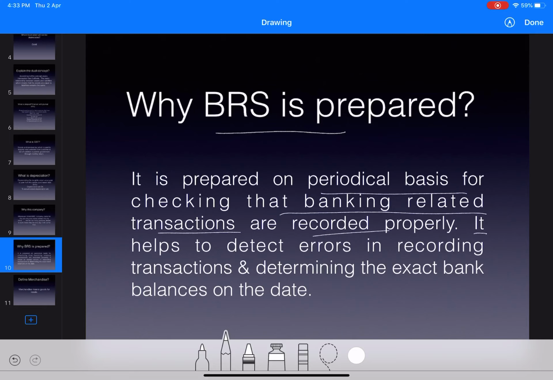What it does is, it helps to detect errors in recording transactions and determine the exact balances on the date. By errors here, suppose someone has deposited 5,000 in my account without informing me. So how would I come to know that he has deposited 5,000 rupees? Either he would tell me, or whenever I get the bank statement, only at that time will I come to know. To find out these kinds of errors, there is a need to prepare a bank reconciliation statement.